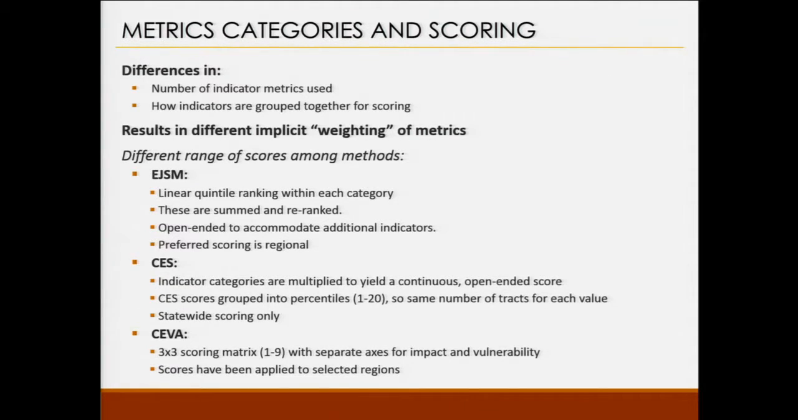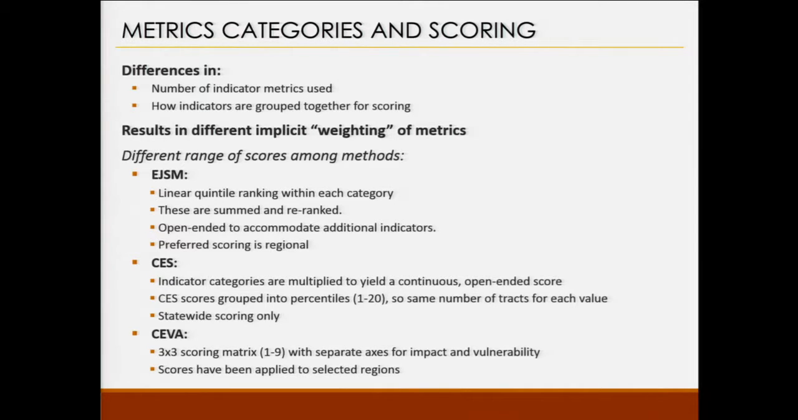So just to remind you, the way in which scoring is done in the three methods: with the EJ screening method, we quintile rank all metrics in each category in a linear way. Then these are summed and re-ranked to give us our 1 to 5 score that are then collected at the end. So with the EJSM, we have a score that is open-ended, and as additional indicator categories are added, the number of scores will increase, but the distribution will be the same. And of course, we've always preferred regional scoring because we think understanding these issues at a regional level makes more sense.